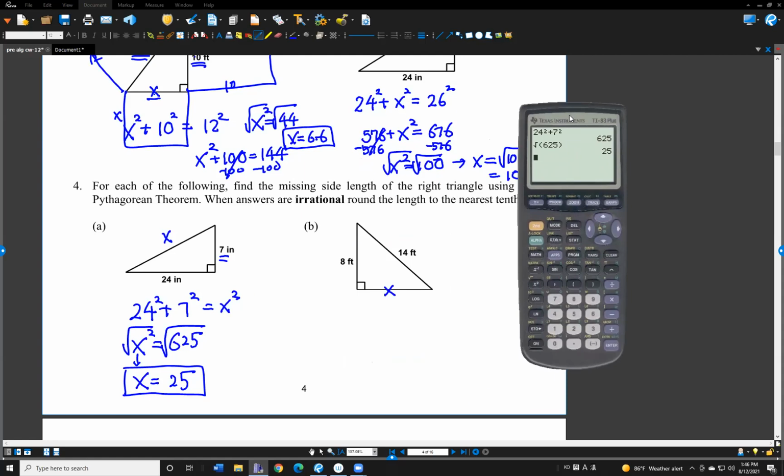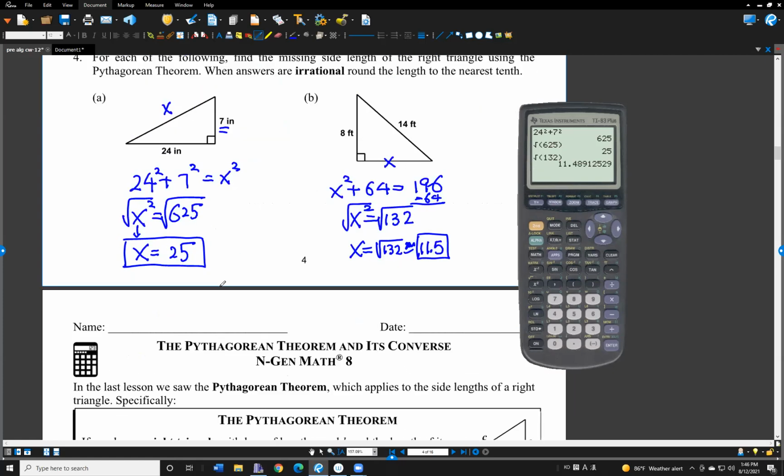All right, number B, we still set up the equation. x squared plus 8 squared, which is 64, equals 14 squared, which is 196. I just skipped one step. Minus 64, minus 64. x squared equals how much? 132, right? Okay, to find x, you use the square root. x equals square root of 132. Use the calculator. Square root of 132. That is not a perfect square number. It's going to be 11.5 to the nearest tenth, okay? That's this one. This is not hard, right?